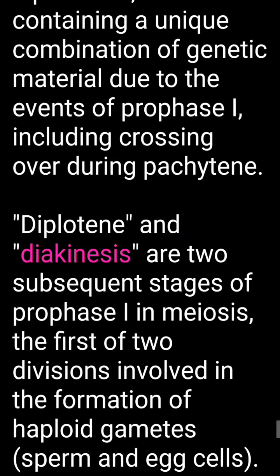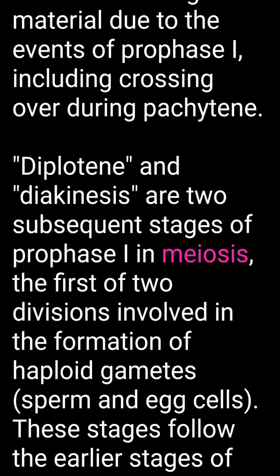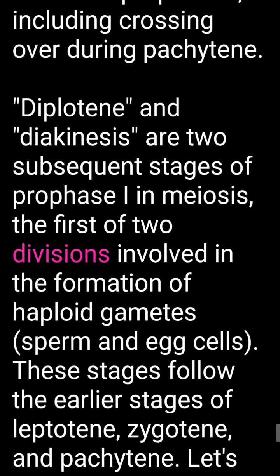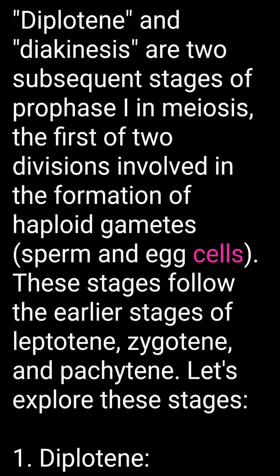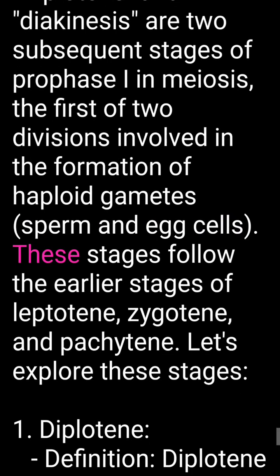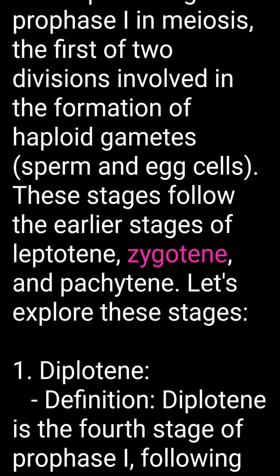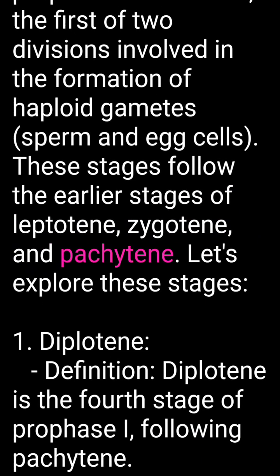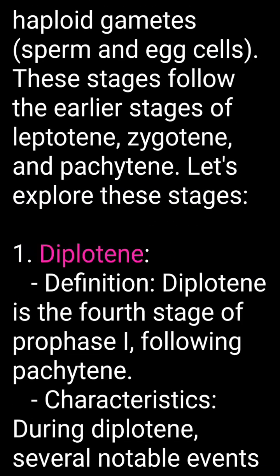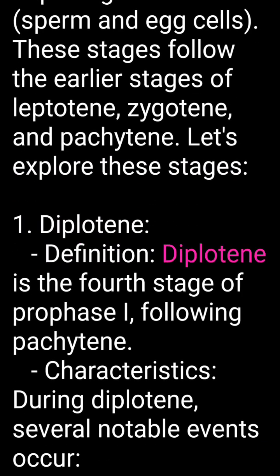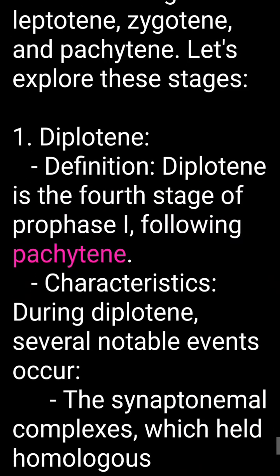Diplotene and diakinesis are two subsequent stages of prophase I in meiosis, the first of two divisions involved in the formation of haploid gametes, sperm and egg cells. These stages follow the earlier stages of leptotene, zygotene, and pachytene. Let's explore these stages. 1. Diplotene. Definition. Diplotene is the fourth stage of prophase I, following pachytene.